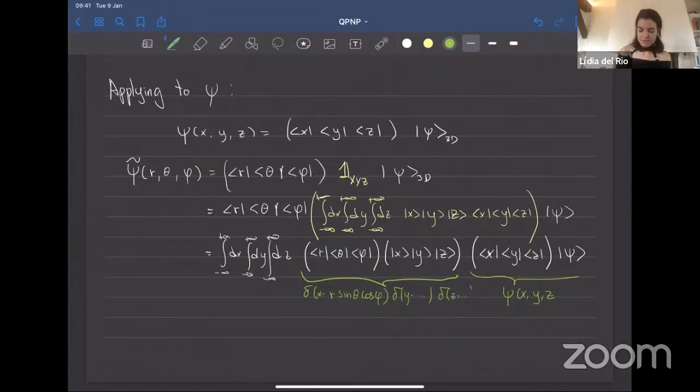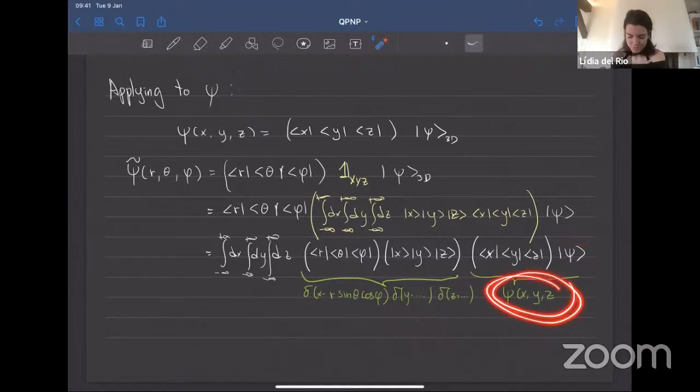Right, so it's these three things that we did just before. Good, which means that we have these deltas for X, Y, and Z, which means that they cancel out. We get rid of these integrals, and then instead we just have this wave function evaluated for the positions where X is this, Y is that, and Z is the other one.